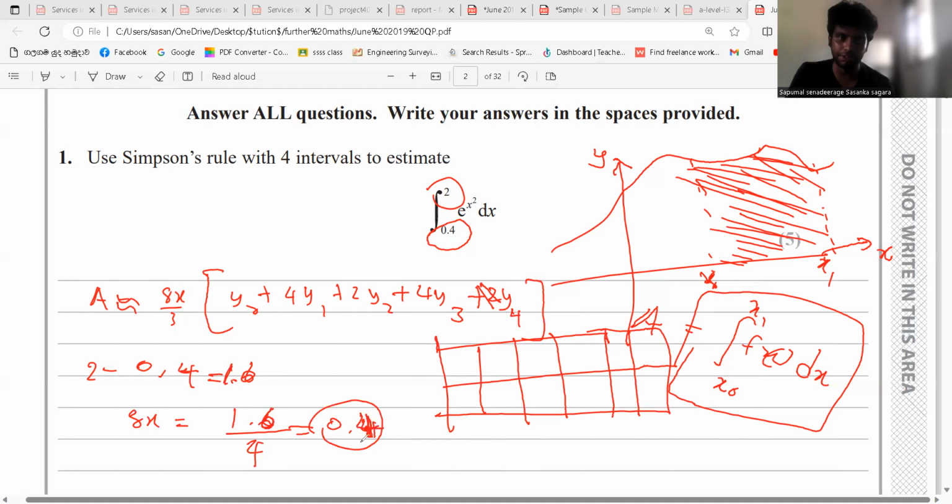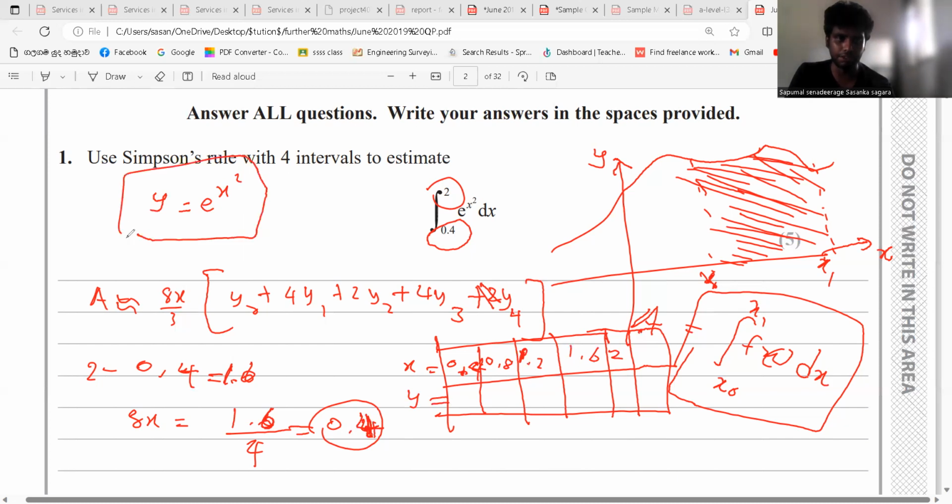So you want to increment by 0.4, right? My first x value may be 0.4, and the other ones may be 0.8, then 1.2, 1.6, and 2, right? Likewise, it ends up with 2, and it started with 0.4. These are x values, and these are y values. Y values must be found out. Y equals e to the power x squared.